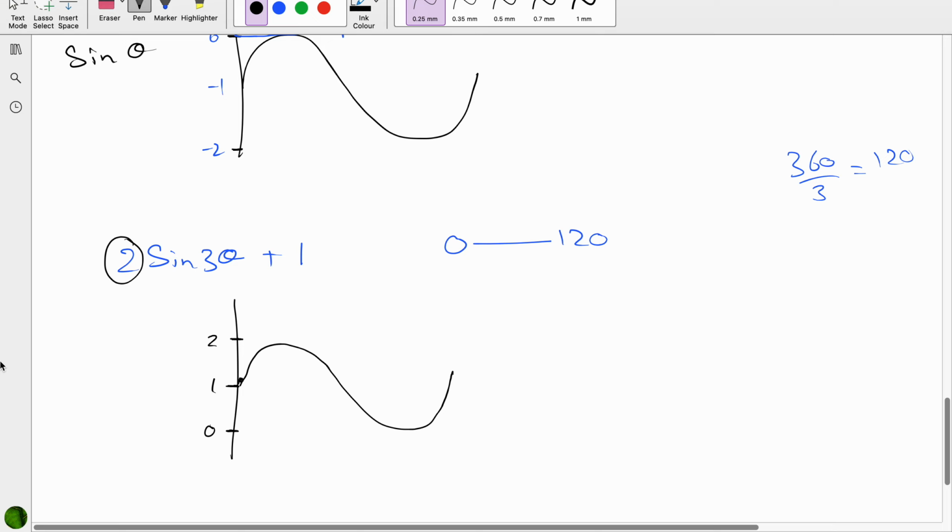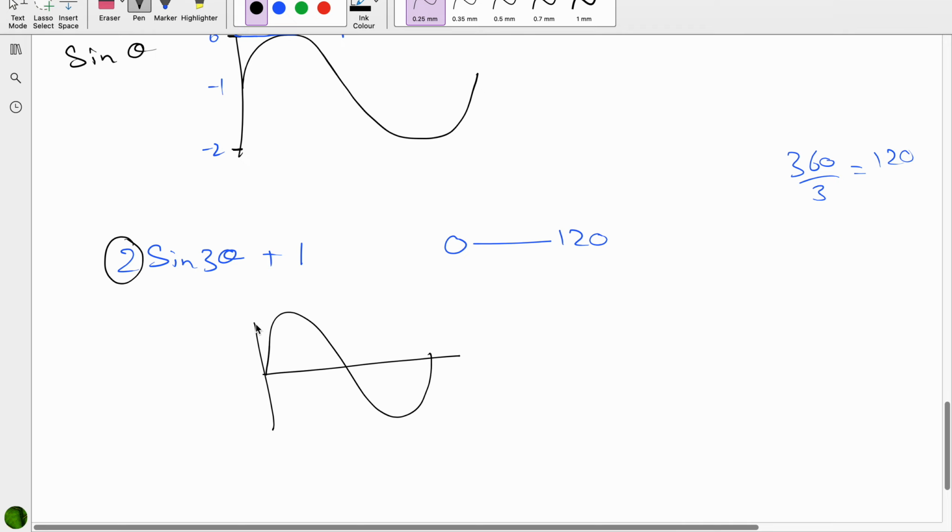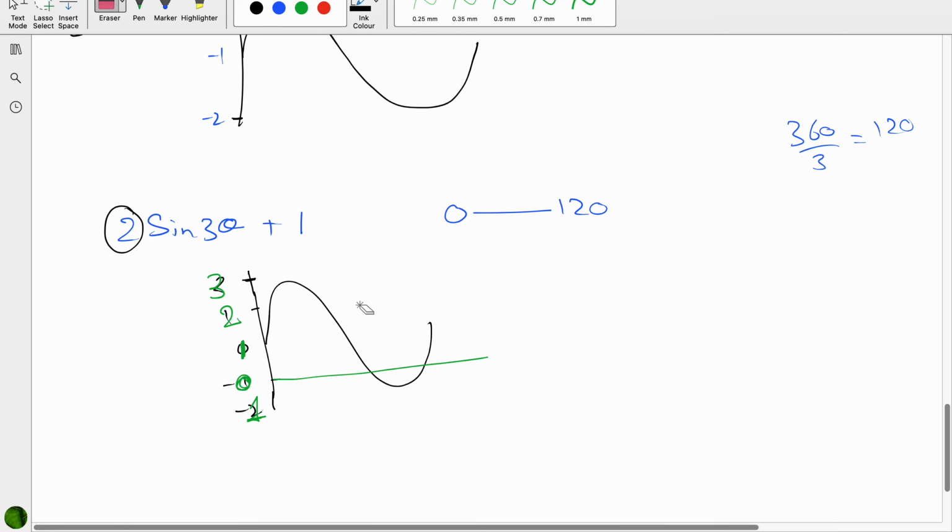And if we take care of this amplitude, we know that the amplitude should have been plus 2 and minus 2. The graph should be between plus 2 and minus 2. When you raise this by 1 unit, all the values actually go up by 1 unit, or we just bring this line down. And I start from 0. This is 1, this is 2, this is 3, this is minus 1. So the graph will look like this.